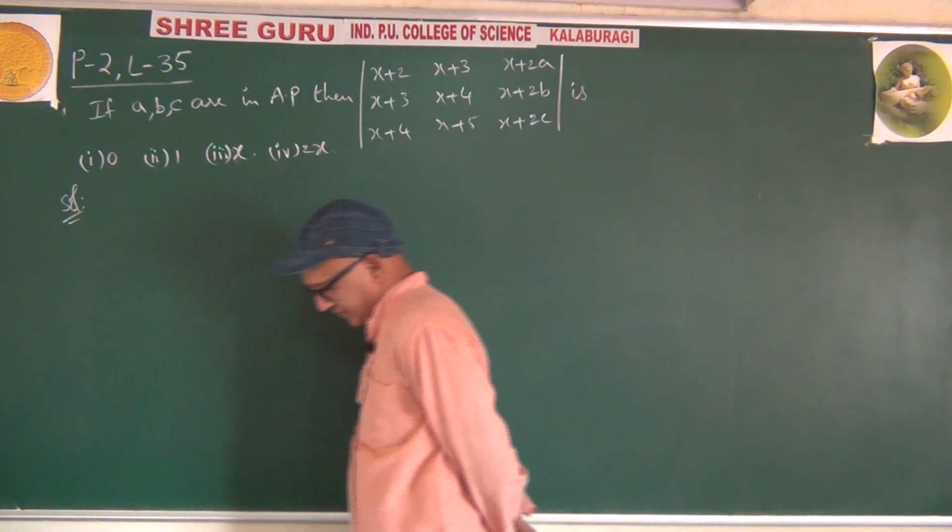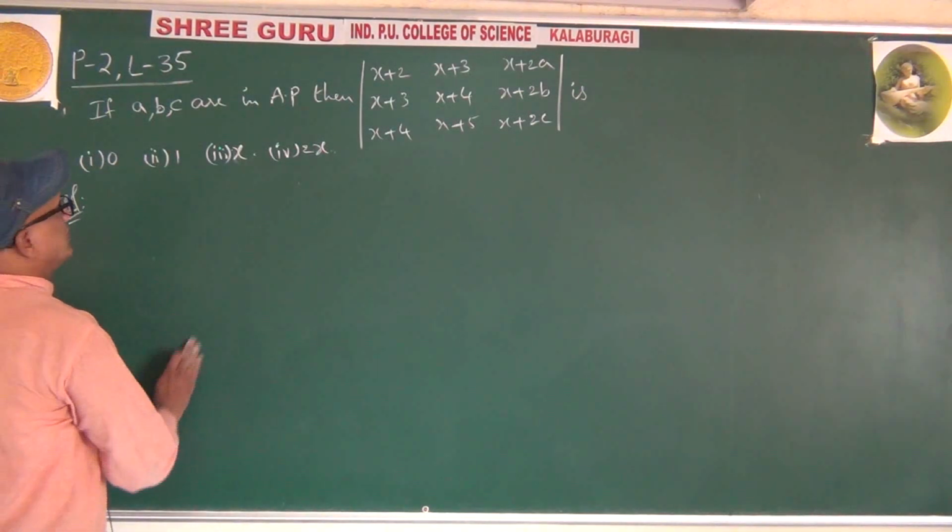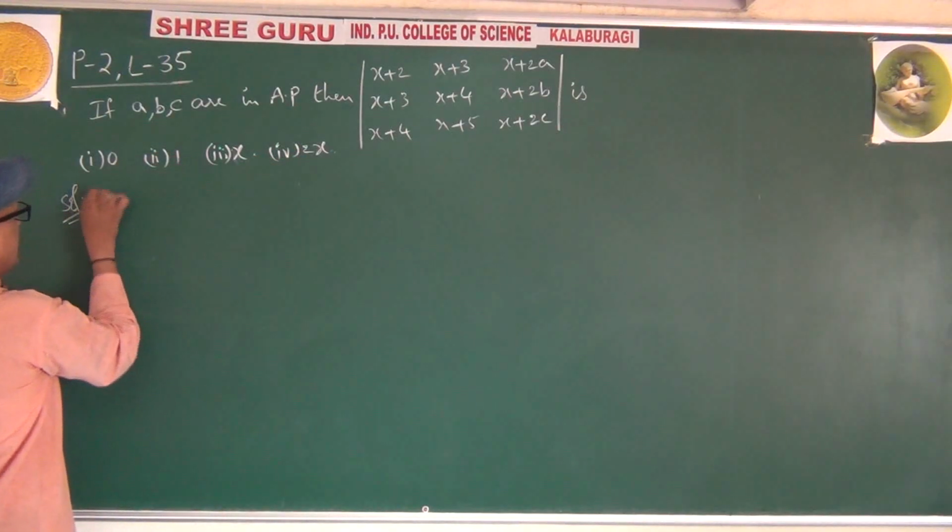Now let us see. So ABC, given ABC are in AB.